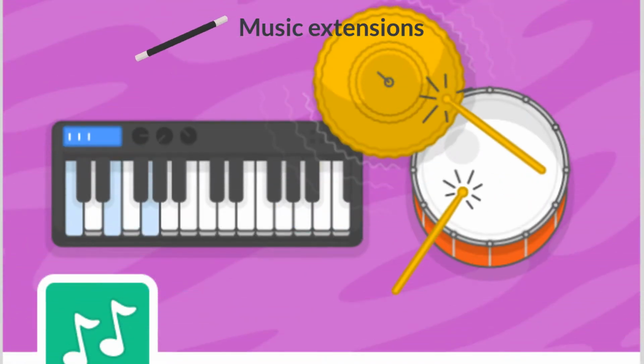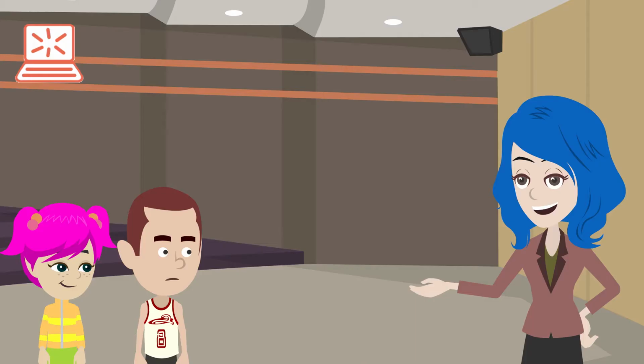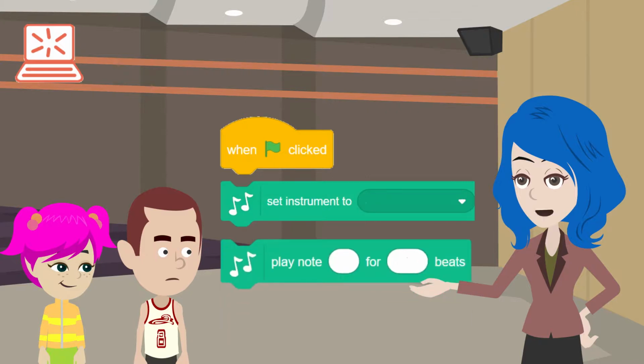Music extensions. Play music. To play music, we need an event block, and a set instrument and a play note block from the music extensions.